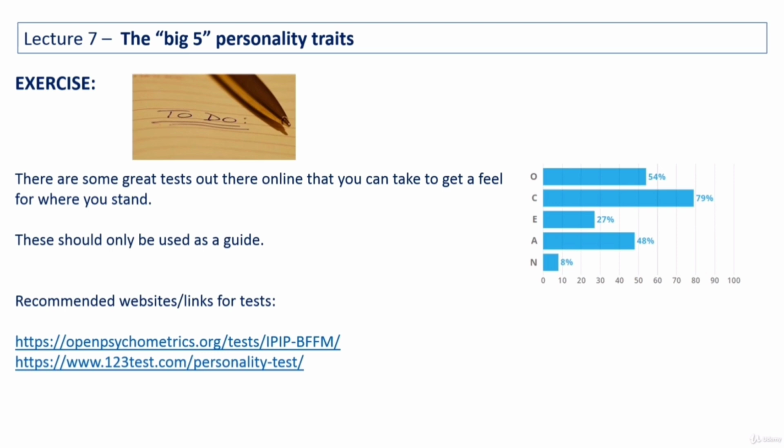Conscientiousness scored highly, which I definitely agree with. I'm a very conscientious person. Extroversion I scored relatively low in, which again I'd agree on because I am quite an introverted person. Agreeableness came in at 48%, which again I'd probably say is about right. And neuroticism came in at 8%, which was very low for neuroticism. And again, I'd probably by and large agree with that because I am a very emotionally stable kind of person.